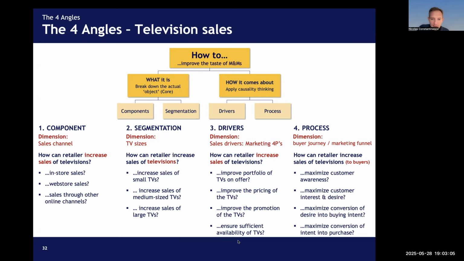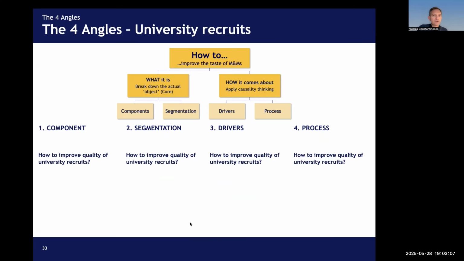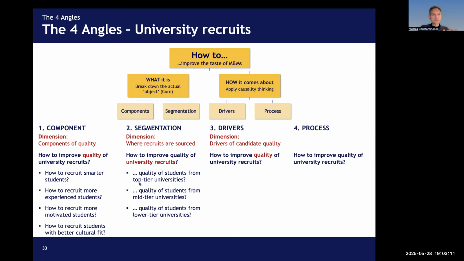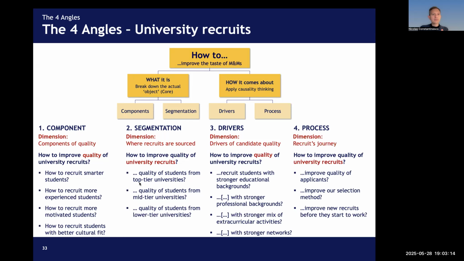So here, the university student. There we go, university recruit. At level 1, I have 4 choices, right? I have my component choice, which is how to recruit smarter, more experienced people. I have my segmentation, which is where should I recruit them? I have my driver's choice, which is what kind of background, basically, right? And then I have my process one, which is the quality of applicants, etc. So I have 4 choices here.